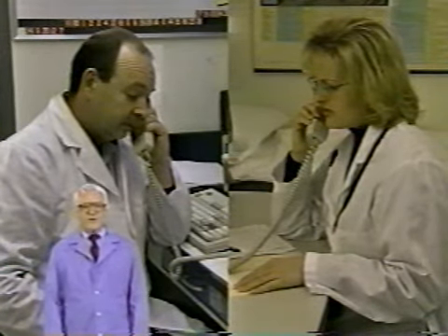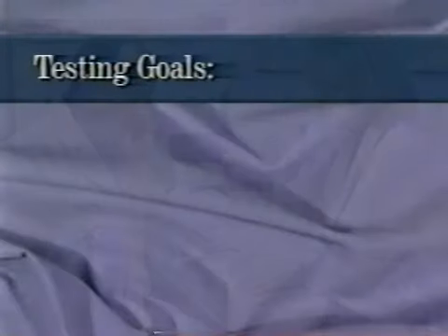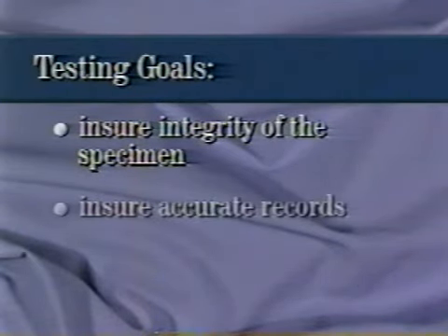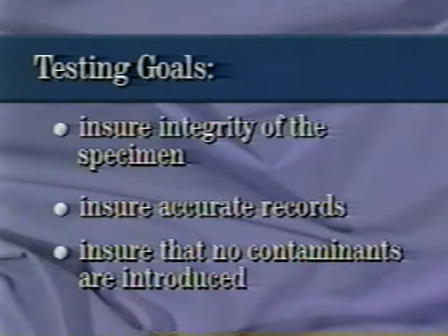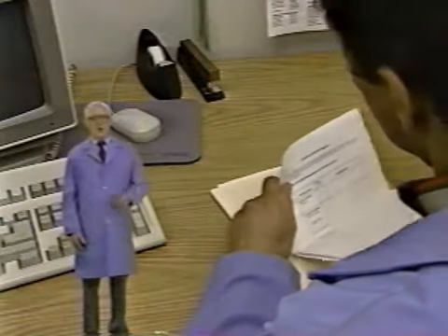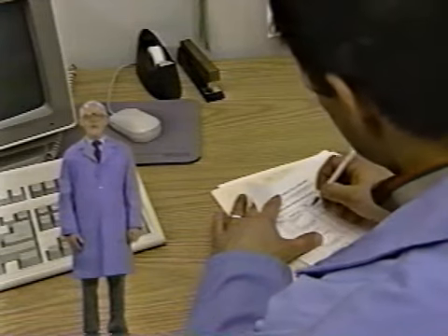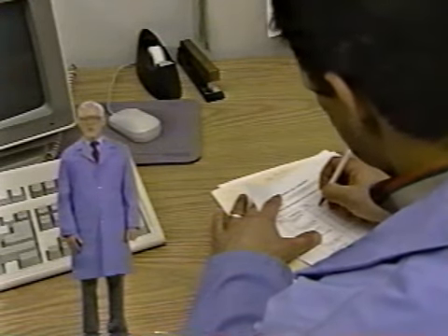Oh, you bet. It's very important that each task in the testing process be performed in such a way so as to ensure the integrity of the patient's specimen is retained, the records accurately correlate test results and patient information, and that no contaminating acid-fast bacilli from other specimens or from the environment have been introduced at any point during the testing process. Let's see how good you are at identifying potential causes of false positives by following a specimen through the laboratory testing process.